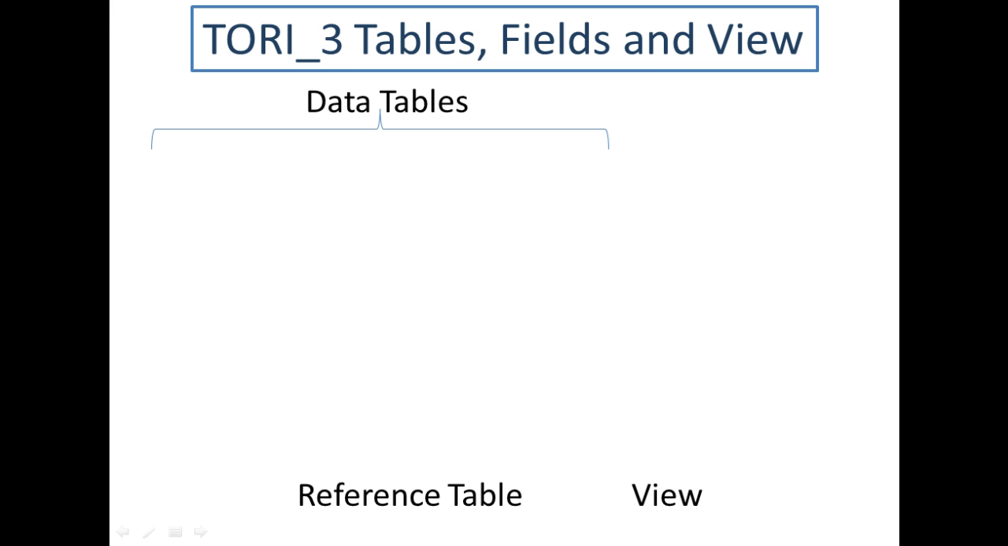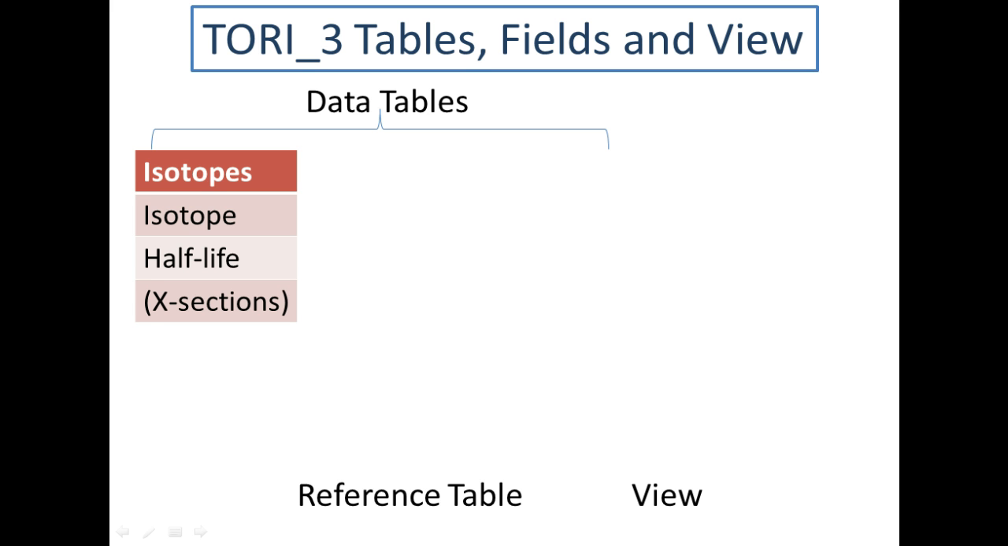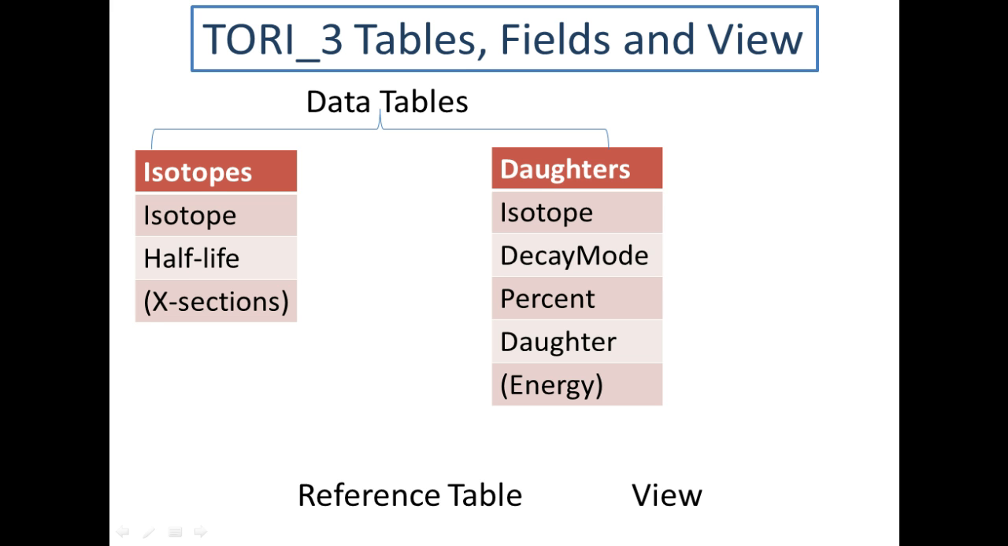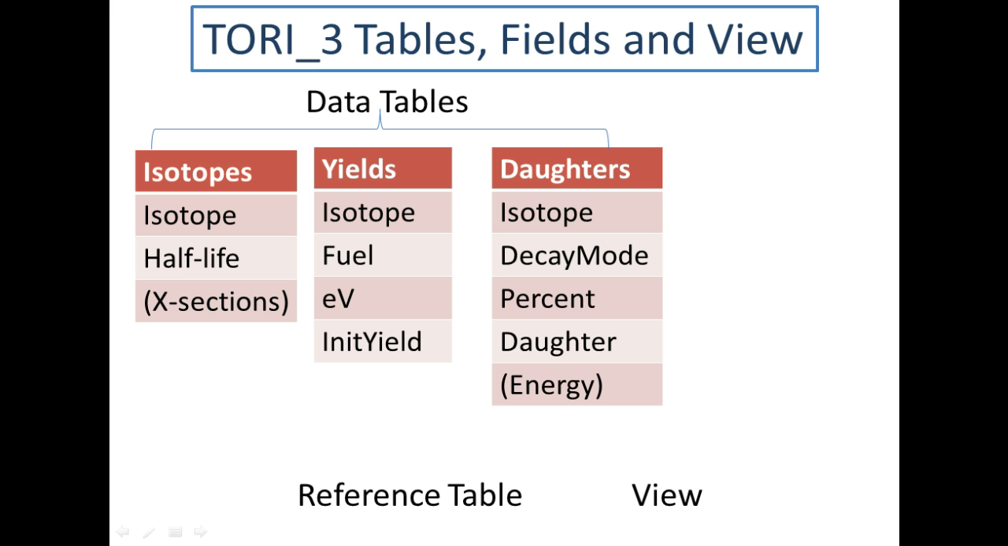The working data resides in 3 tables. The isotopes table will also have fields for the neutron absorption and fission cross-sections eventually. Other characteristics that depend only on the isotope might be added. The daughters table will eventually hold decay energies, which depend on the isotope and decay mode. The yields table currently has 5 fuels and 3 neutron energy levels.